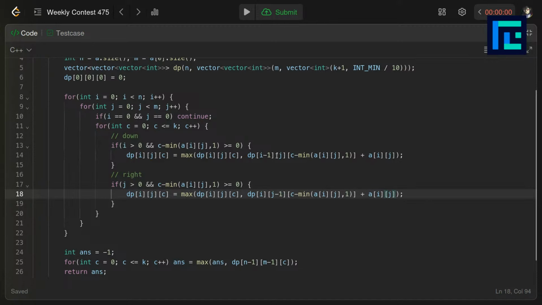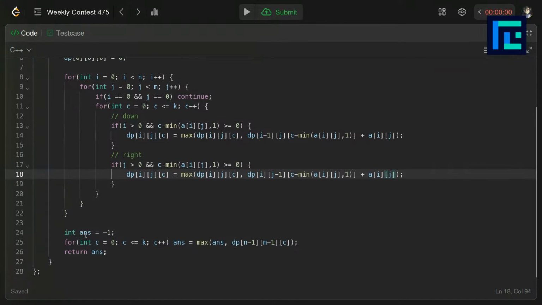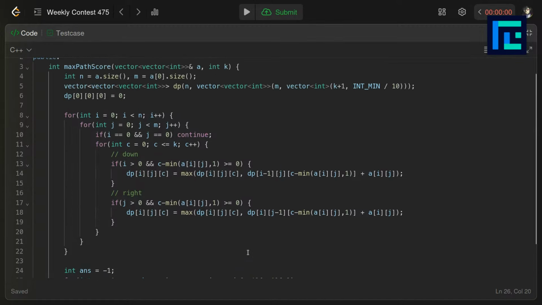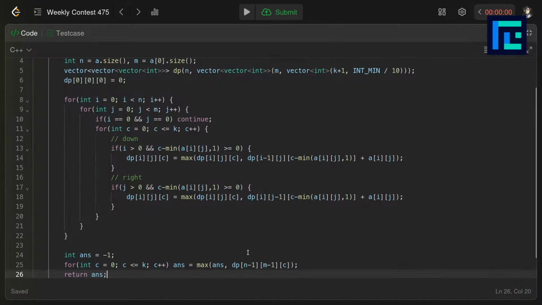So pretty standard DP, I would say. And finally, to print the final answer, for everything in n minus 1, we'll try all the costs. Whatever gives us the maximum cost, that will be our answer, and we can return it, right? So pretty simple, straightforward DP.